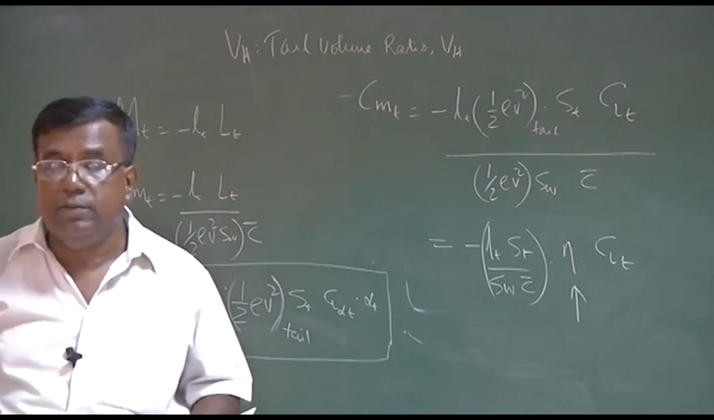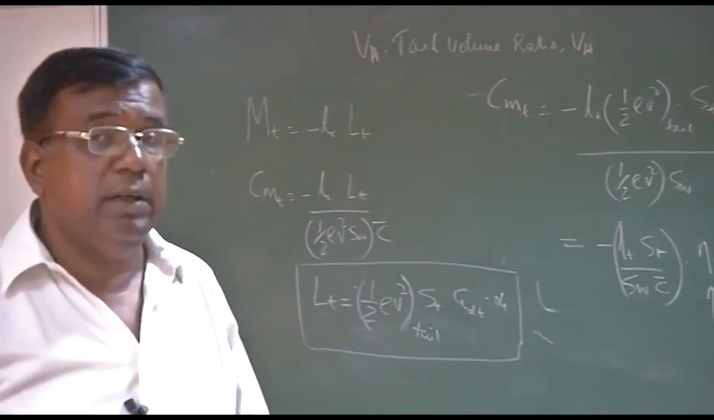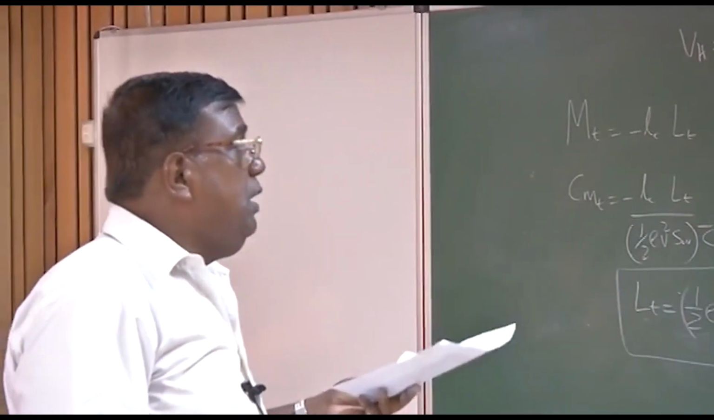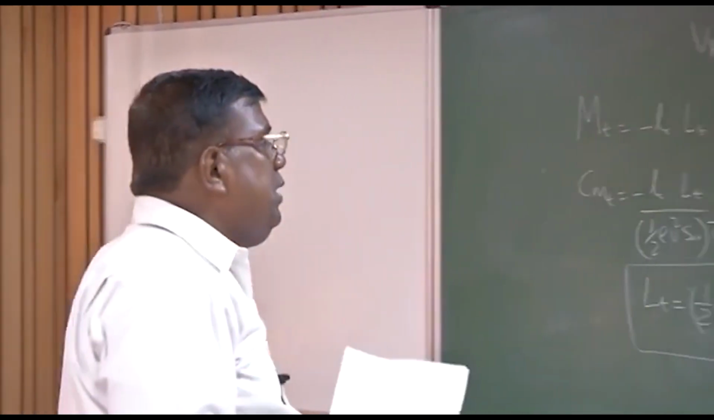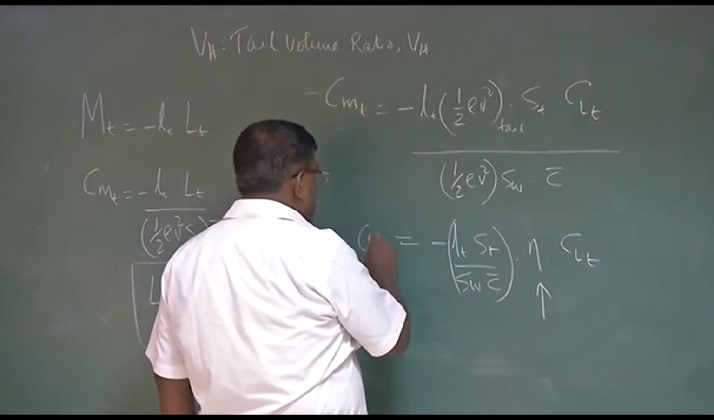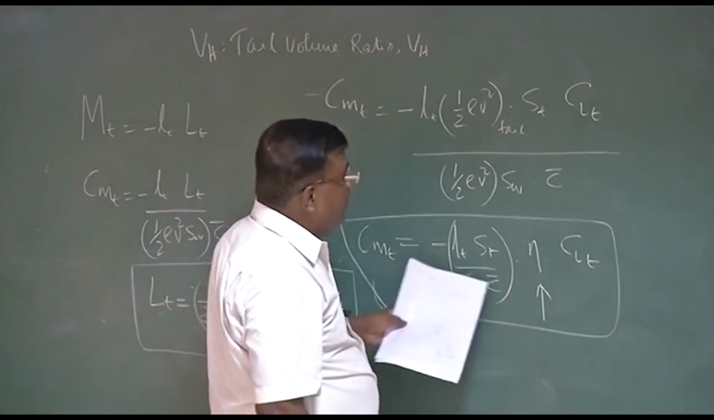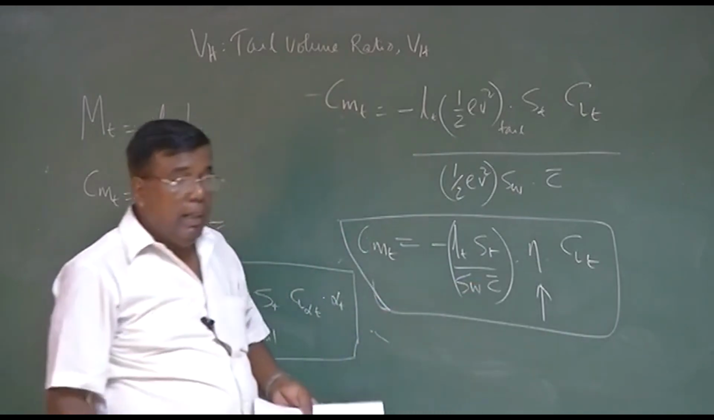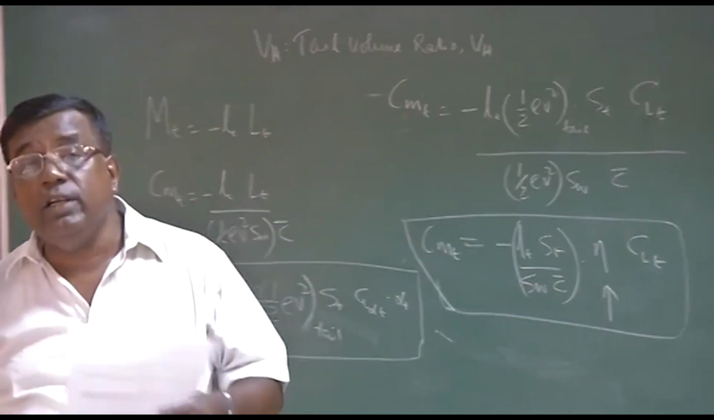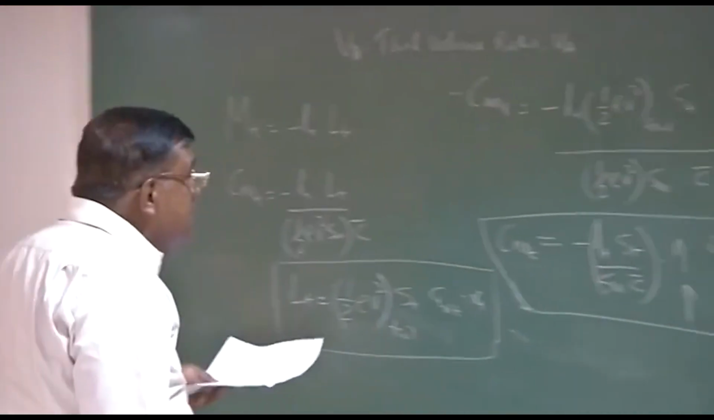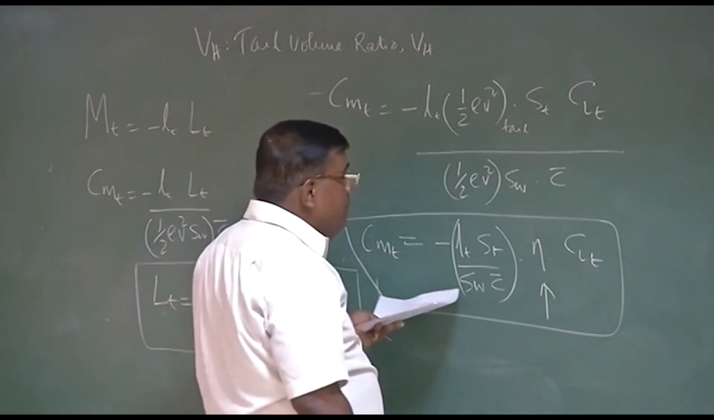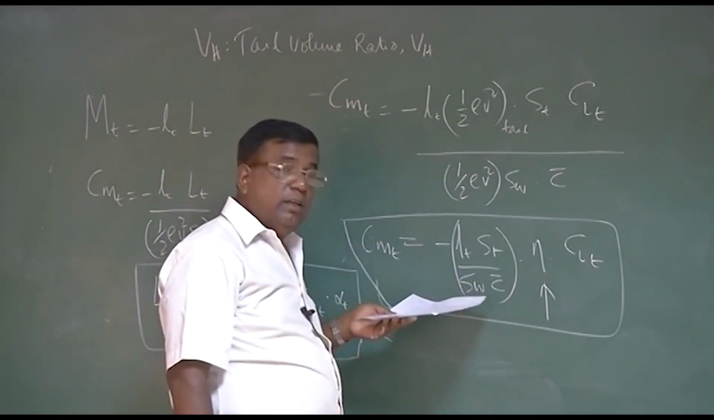Suppose the engine exhaust is falling on the horizontal tail surface. Then the dynamic pressure ratio eta may become more than 1, but typically the value is around 1. And this is CM tail. The sign is negative for a positive CL tail, that is, positive alpha. CM is negative, so it's a restoring tendency, and this is what the tail is supposed to do. It is contributing to our static stability.